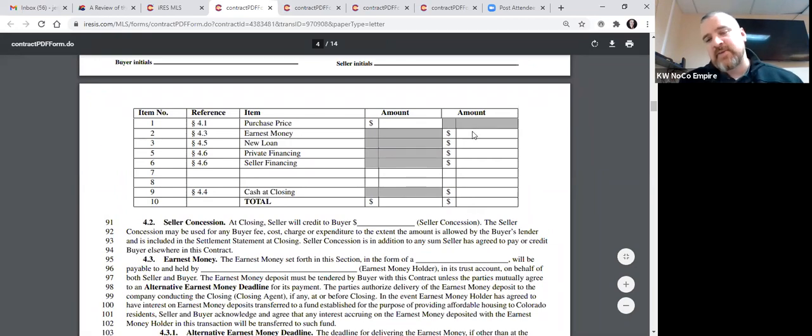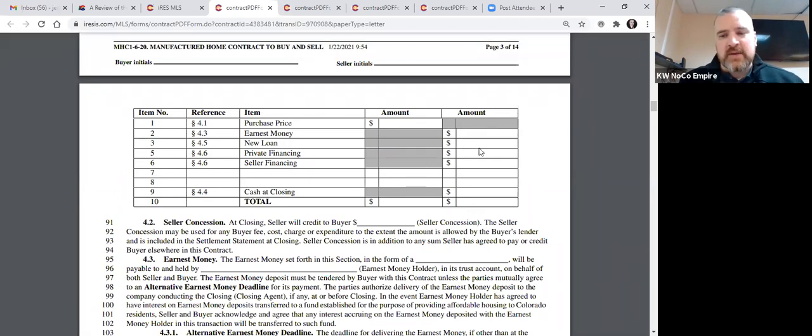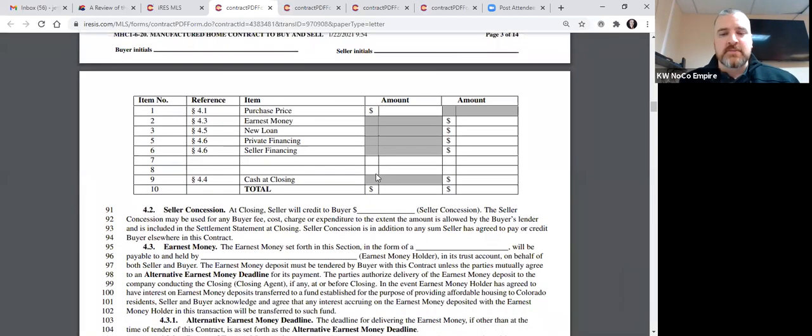Maybe your earnest money is 500, right? And maybe there's no new loan, it's just cash. So then 49,500 would go here, right? Or if there's a new loan, right? Maybe it's $500 earnest money, a $40,000 loan, which leaves 9,500 cash at closing to balance everything out. Okay, those are all similar.